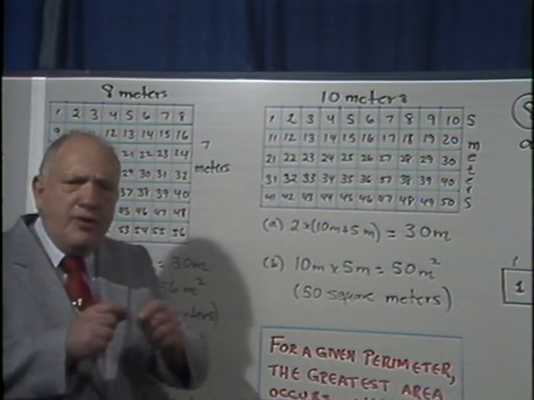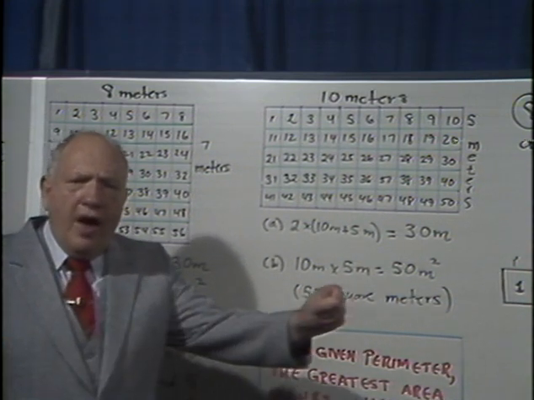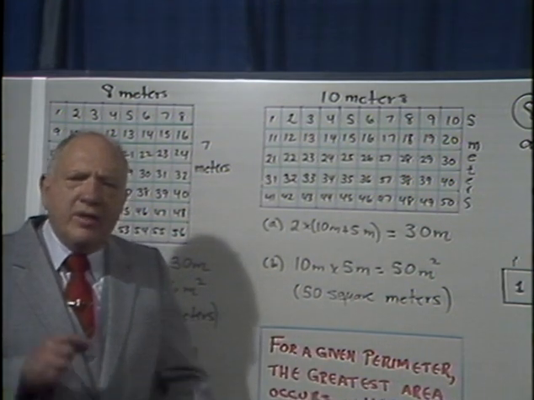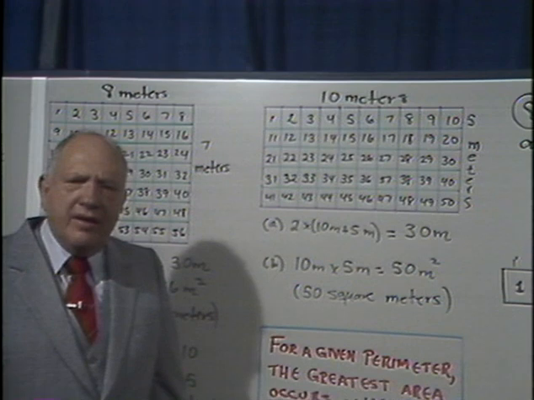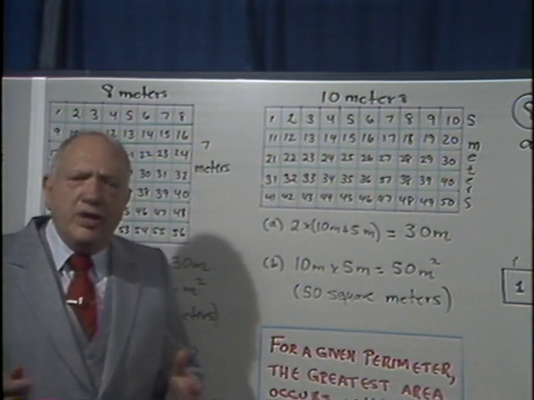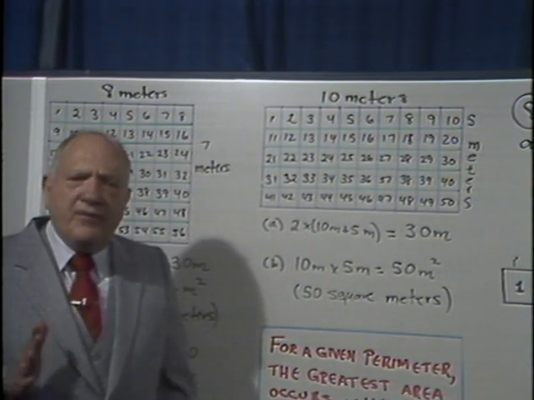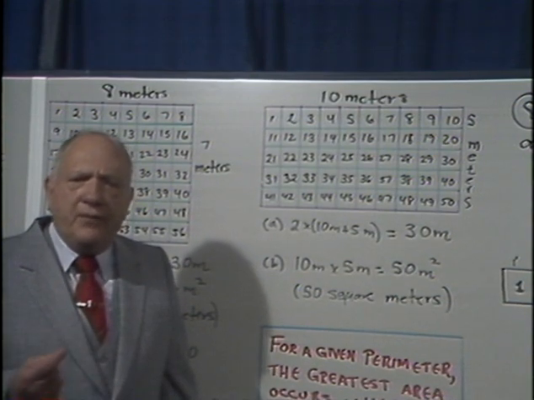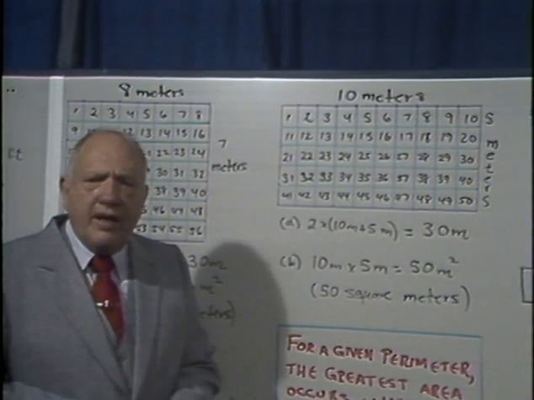In other words, if I had 30 meters worth of fencing, I could form one rectangle that was 8 meters by 7 meters. I could form another rectangle that was 10 meters by 5 meters. In fact, if I had 30 meters of fencing, half of that would be 15. So any length and width that added up to 15 meters would be a rectangle I could form.